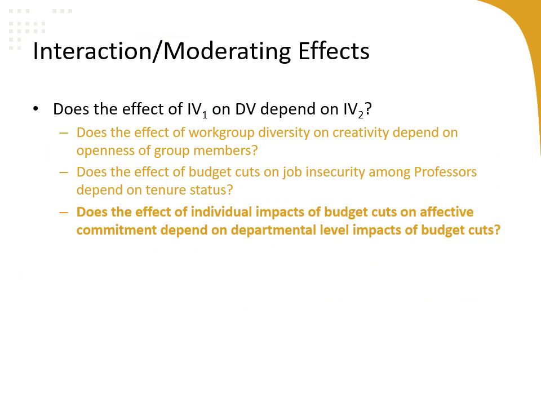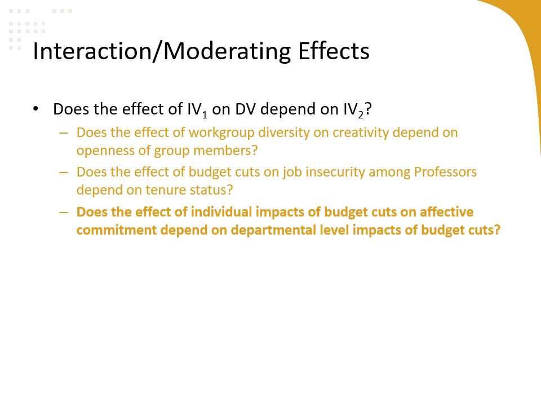So in addition to allowing you to examine multiple independent variables at the same time, multiple regression allows you to look at how those independent variables work together to predict dependent variables. And this is called an interaction or a moderating effect. So here's some examples. Does the effect of work group diversity on creativity depend on openness of group members? One would suspect that work group diversity would improve creativity more if the group members are open to other experiences and other points of view. Whereas if group members aren't, maybe that work group diversity wouldn't increase the creativity.